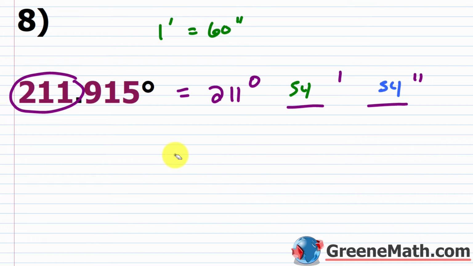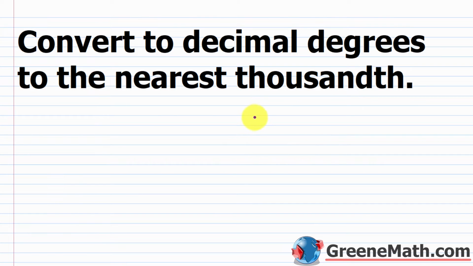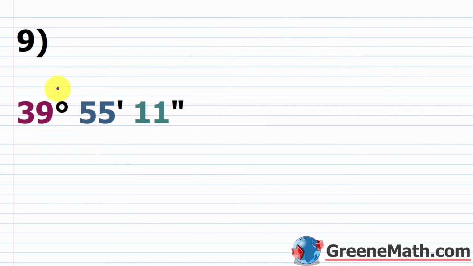So converting this over, we basically get an answer of 211 degrees, 54 minutes, 54 seconds. All right, let's take a look at the final two problems where we want to convert to decimal degrees to the nearest thousandth. So when we talk about the nearest thousandth, that's going to be 3 decimal places. So looking at the problem, for number 9, we have 39 degrees, 55 minutes, and 11 seconds.